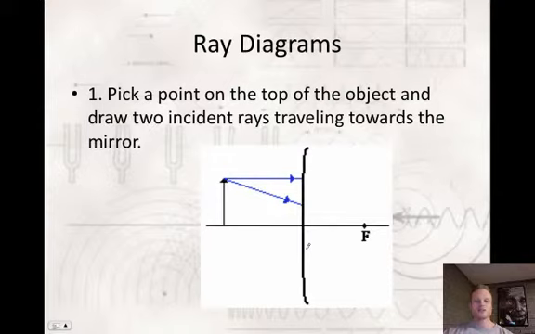The first step is you pick a point on top of the object and draw 2 incident rays traveling towards the mirror. Remember from concave mirrors, typically in problems we're going to be using an arrow. So I'm picking the top of the arrow, and I have 1 incident ray traveling parallel to this principal axis. The other one, if you had a ruler and could extend this line, is heading towards the focal point. So pick a point on the object and draw 2 incident rays traveling towards the mirror.